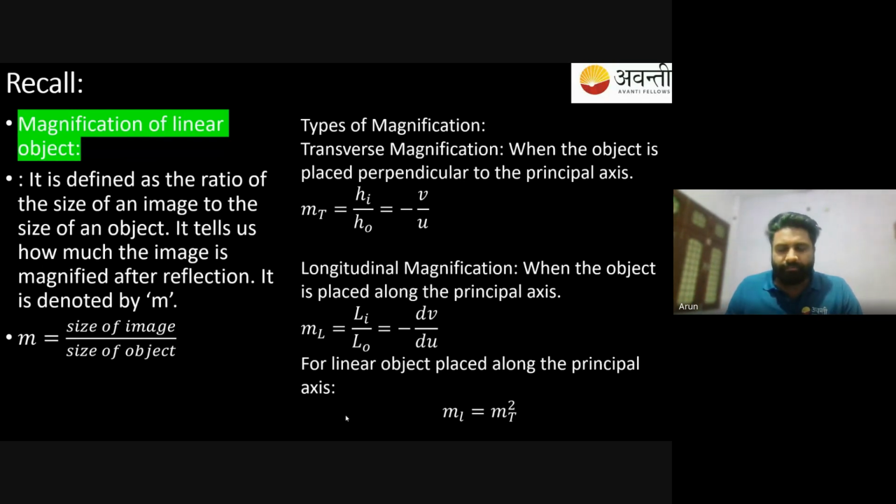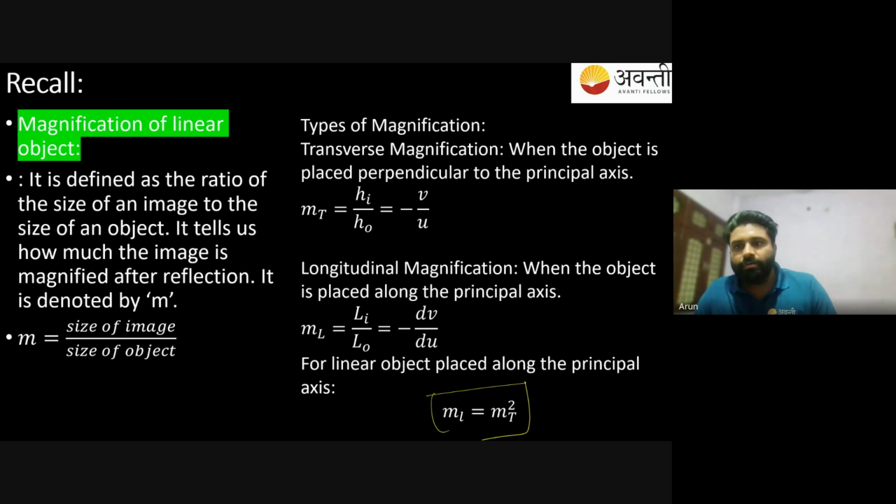We have a relation between longitudinal and transverse magnification for a linear object: the longitudinal magnification is equal to the square of the transverse magnification. Got it? For a linear object.